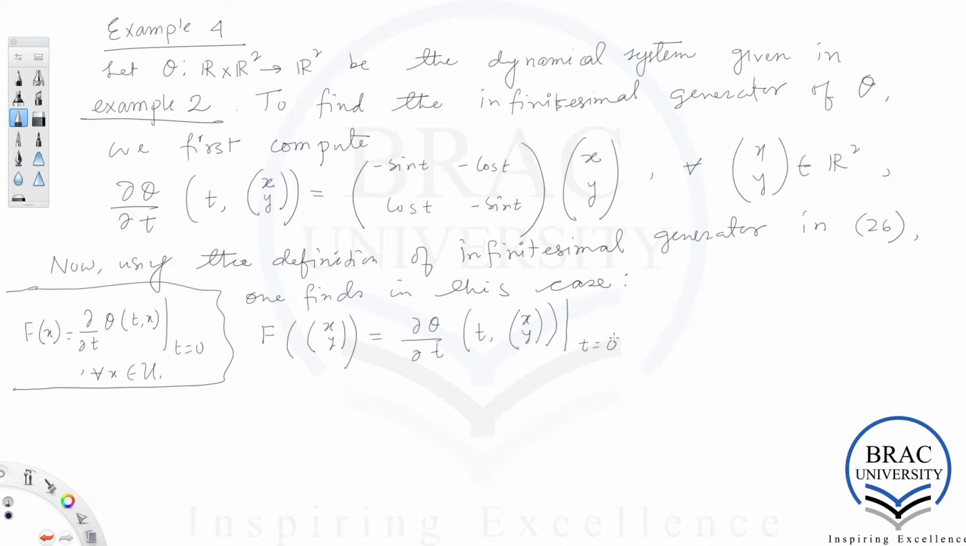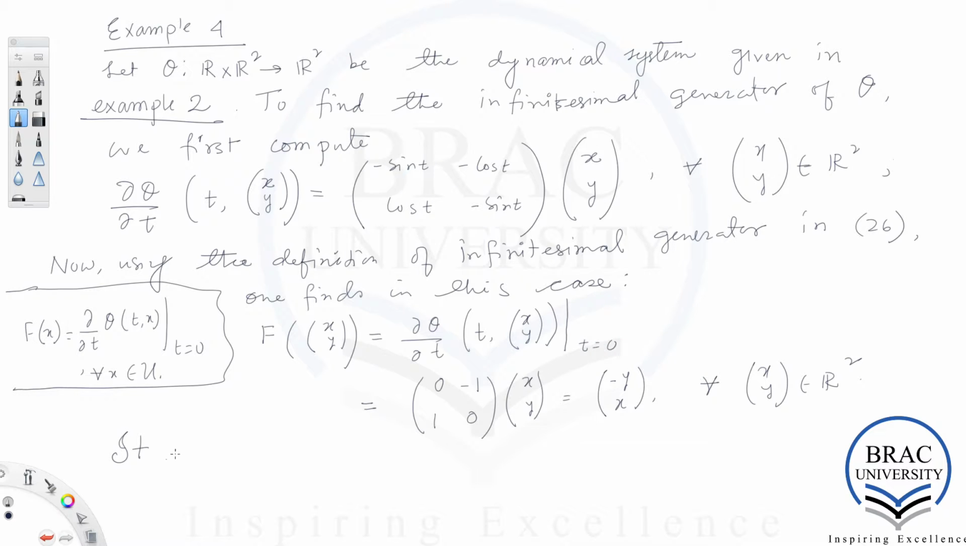And this is going to be equal to, I just substitute 0 in this matrix to end up with 0 minus 1, 1, 0, this matrix. If I plug in 0 there, I get 0 minus 1, 1, 0, and multiplied with this column vector xy to end up with minus y, x. And this is true for all xy in R2.